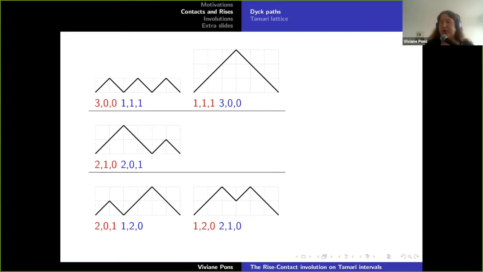What we are doing is switching the contact vector and the rise vector, but the order is not preserved. So for example, on the down one you have 2, 0, 1 as a contact vector, and it goes to 2, 1, 0 as the rise vector. So it's the same values, but not in the same order. Here it's an example on size 3, but you can check that it's actually true at all sizes. And now, we find it at the level of Dyck paths, and the same symmetry we're going to find at the level of intervals. This is what I'm going to explain to you right now.